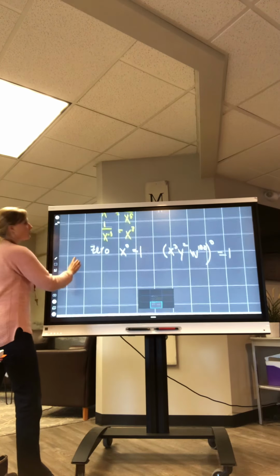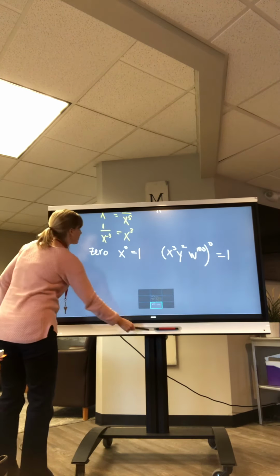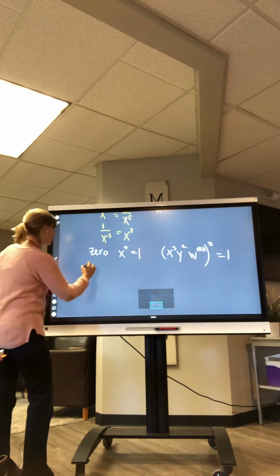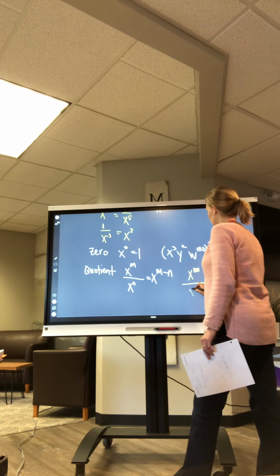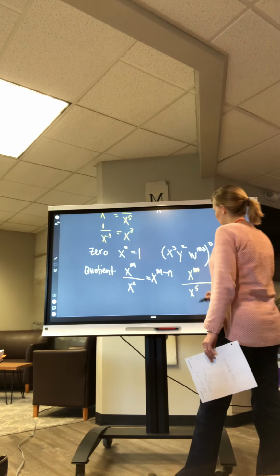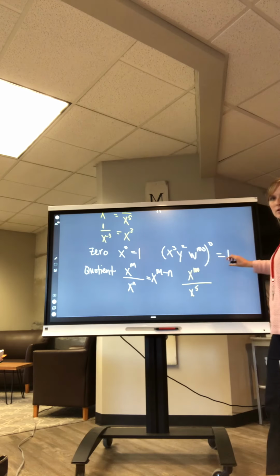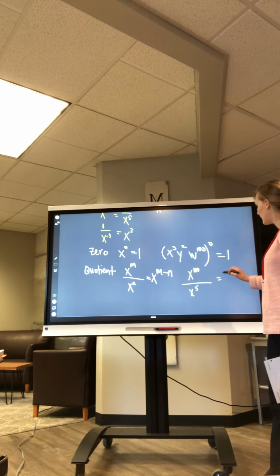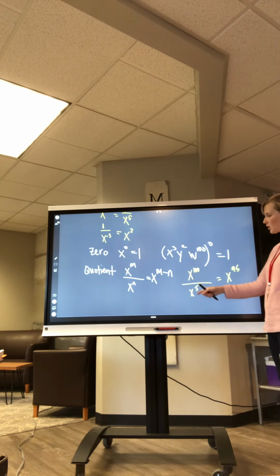The quotient rule: you divide things with a fraction. I guess I'm out of room. Quotient: x to the m over x to the n, you just subtract the exponents. So for instance, x to the 100 over x to the 5. If I have 100 x's in the numerator and 5 in the denominator, then I have 95 in the top, because I can cross off 5.